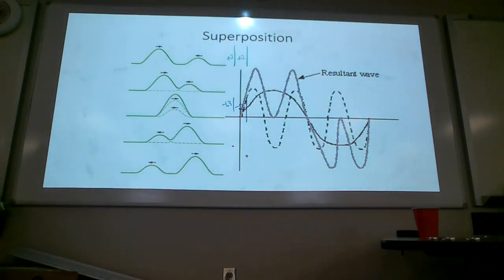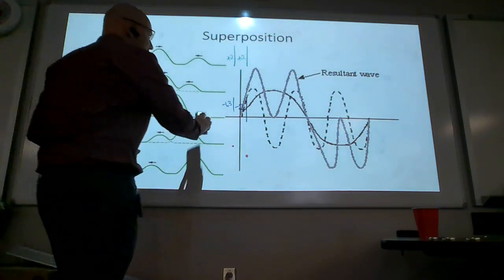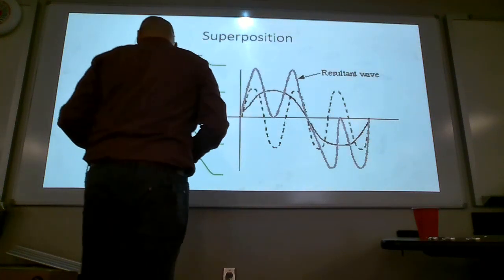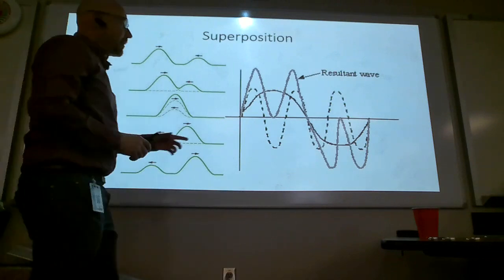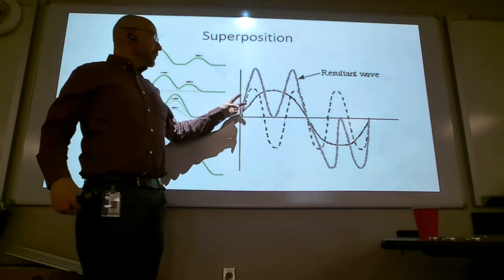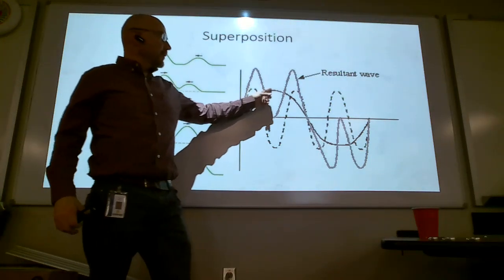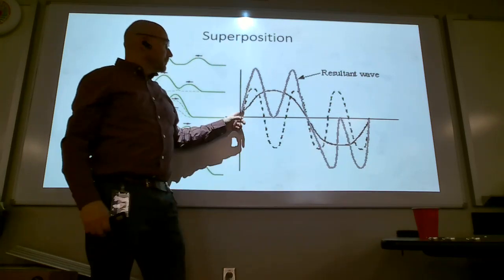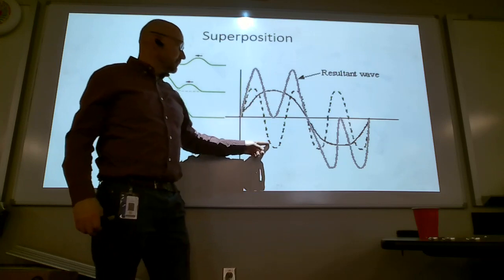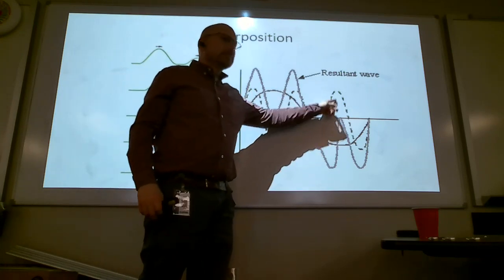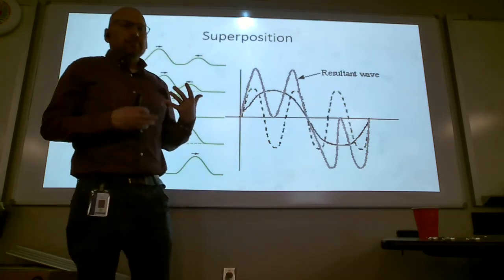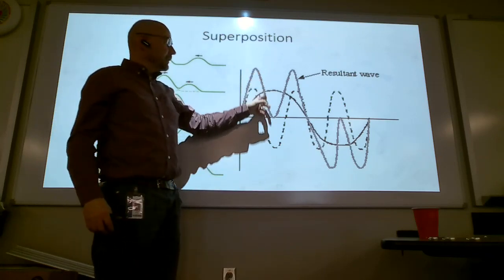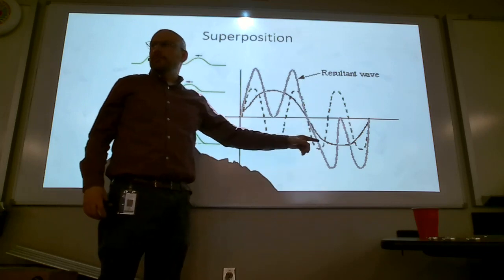Okay. So you can get some pretty crazy patterns due to this interference. So here we have two signals going on simultaneously. We have the solid black wave, and then we have the dashed black wave, overlapping each other, and they create this light gray pattern.